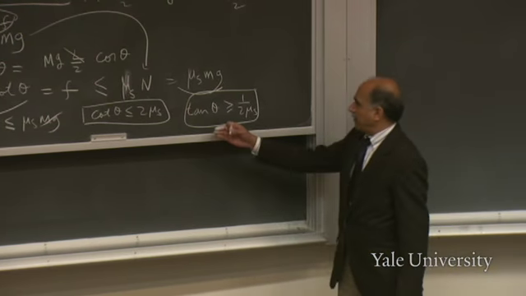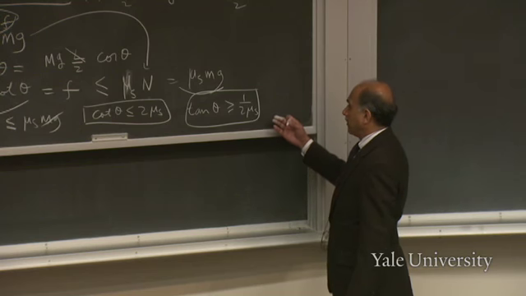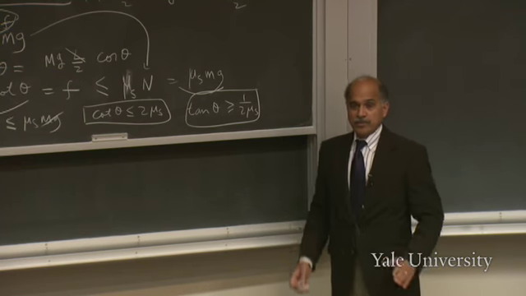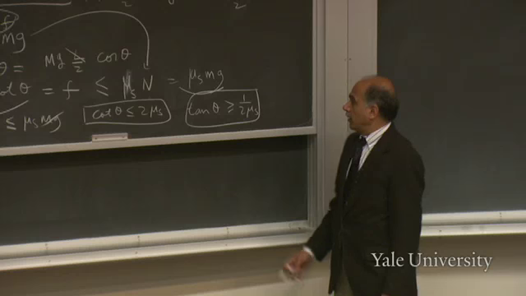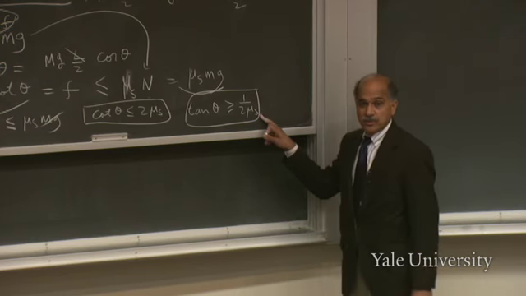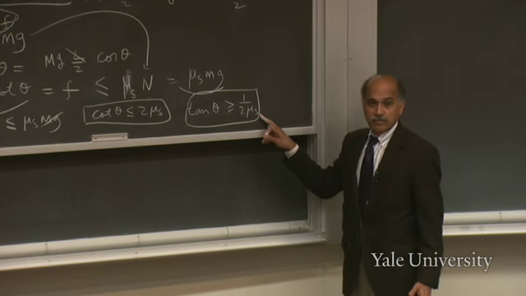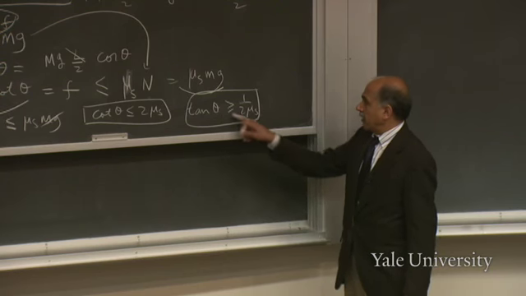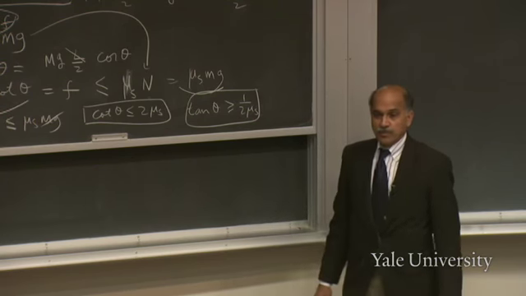This way we can understand tan theta has to be bigger than some number. That means theta has to be bigger than some number, because tan theta increases with theta. So you tell me what your coefficient of friction is. Maybe it's 0.5. Then this is 1. Tan theta should be bigger than 1. Theta should be bigger than 45 degrees.